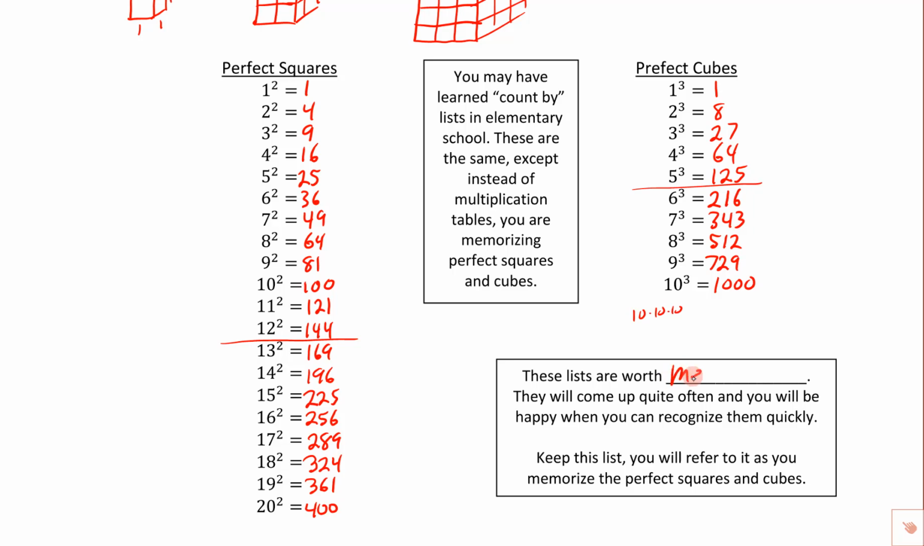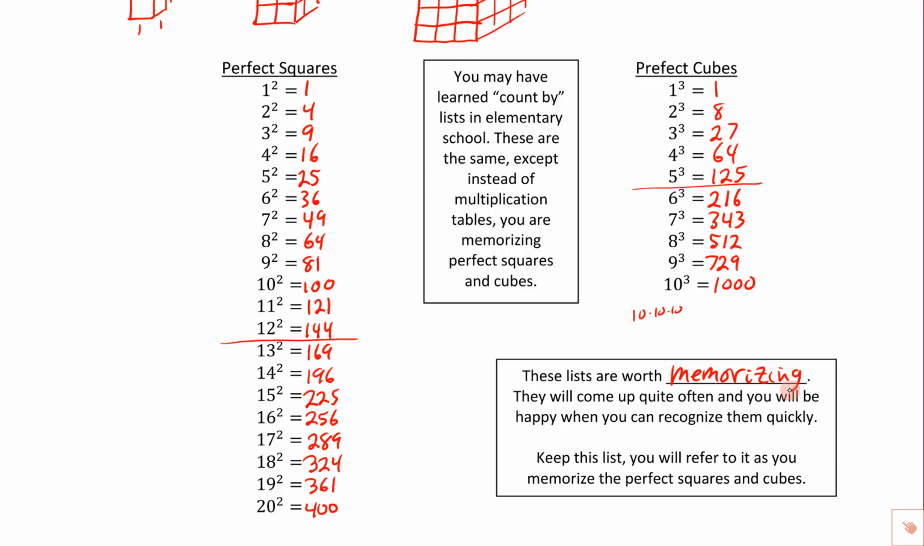These lists are worth memorizing. So would you please write the word memorizing right there? These perfect squares and perfect cubes come up a lot. You're going to be really happy if you can recognize these when they come up. Or if somebody says, hey, what's 3 cubed or something like that, if you can just rattle off that it's 27, it's going to make things a lot easier.